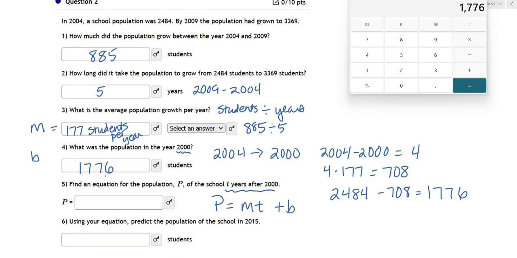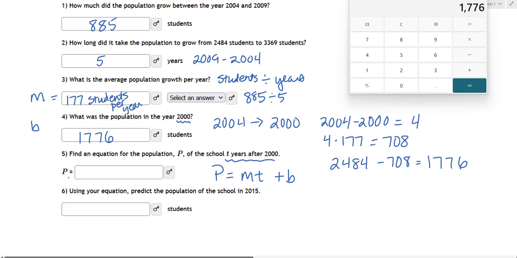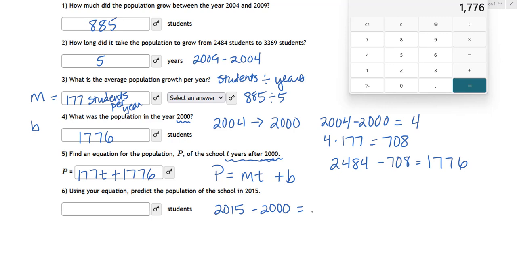Okay. So then our equation, they've already got P equals for us. So our equation is going to be 177T plus 1,776. Then use your equation to predict the population of the school in 2015. Since T is years since 2000, 2015 minus 2000 will give us the value of T. So 15 is our T.